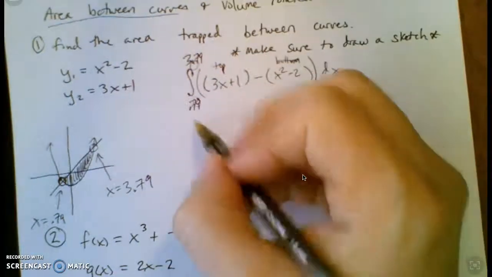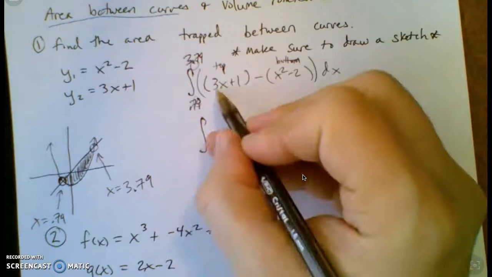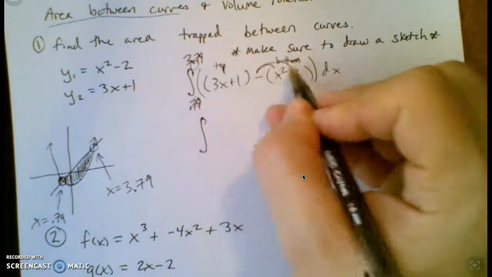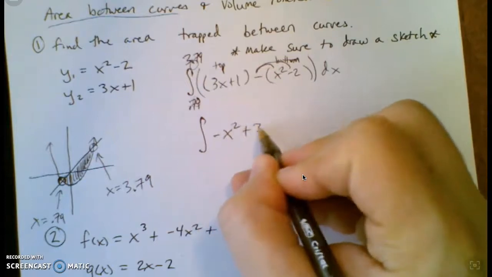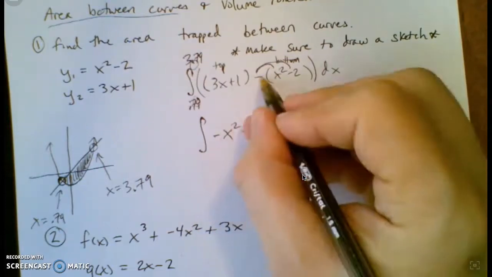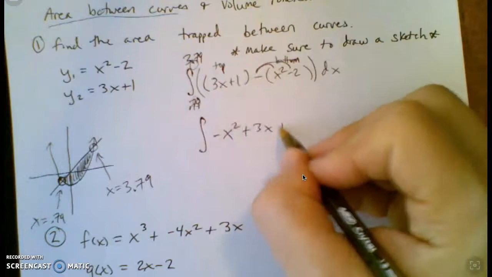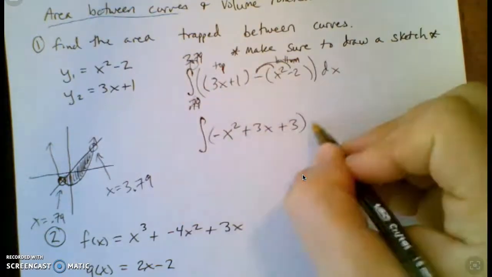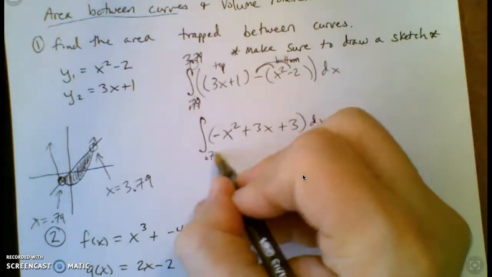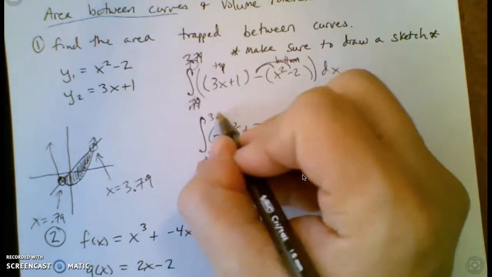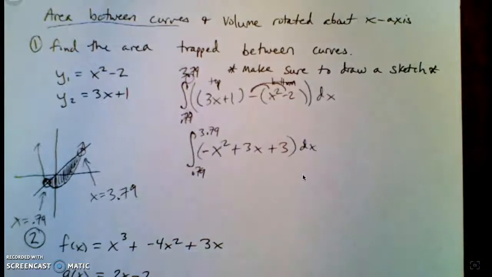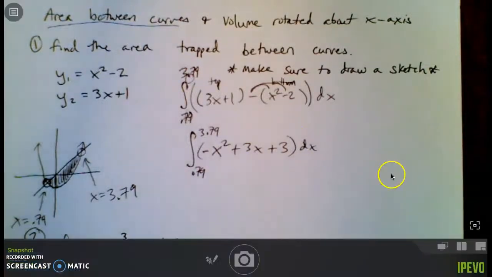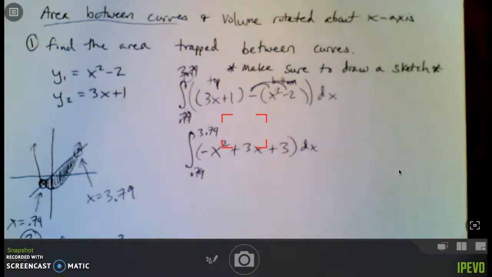And after that, it's just a matter of combining like terms. Make sure that minus sign goes to both of those. So you'll have negative x squared plus 3x, and then I'll have 1 minus negative 2, which is plus 3. All right. So the numbers are a little uglier just because these usually don't come out to be super nice, but the problem's not super difficult after we've done stuff like that.